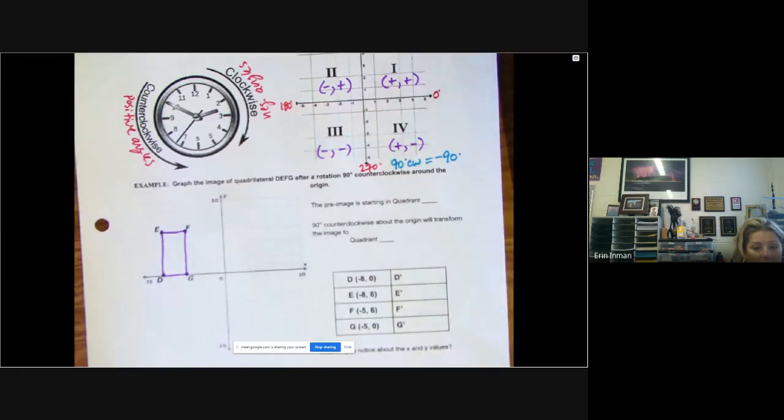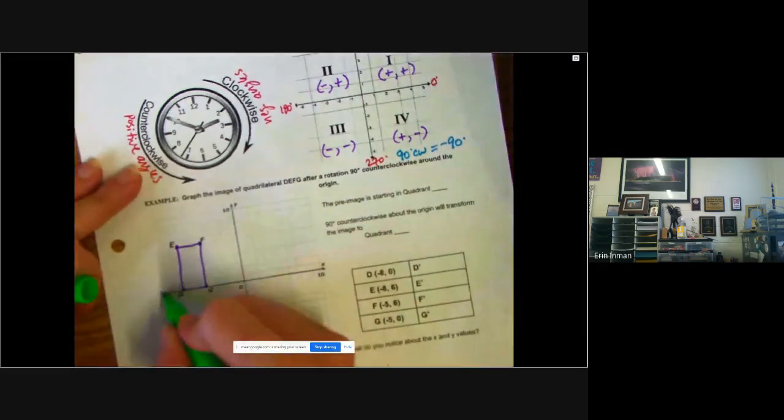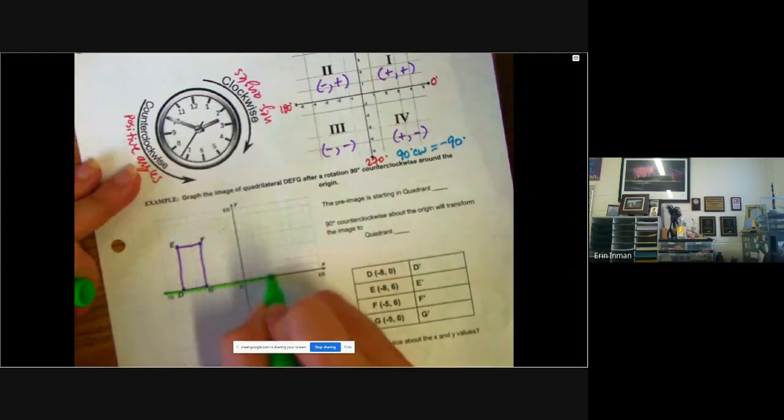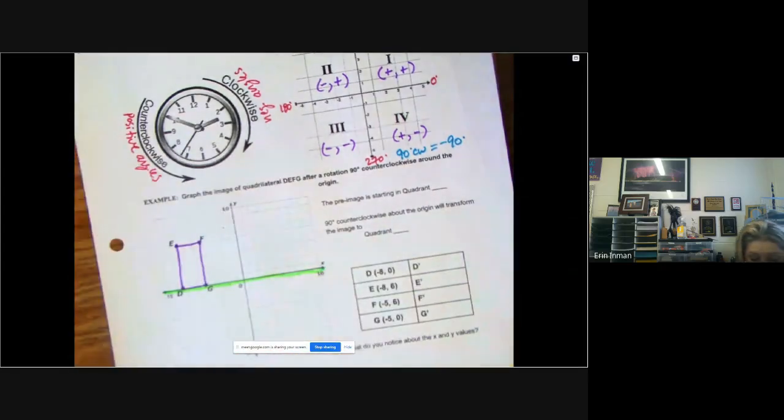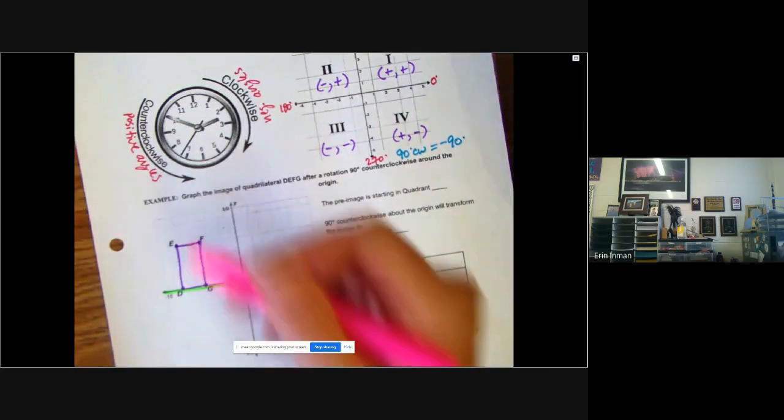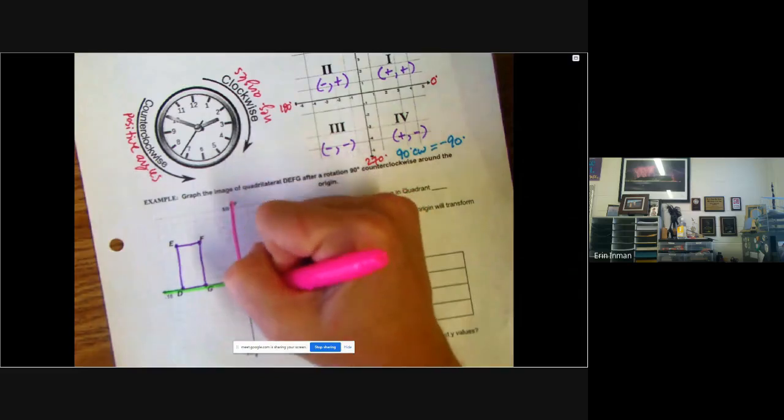So here's my quadrilateral, DEFG, whatever. And if we're going to go 90 degrees counterclockwise around the origin, one of the things you can do, and I just want to show something, notice I'm going to highlight my x-axis here in green, and I'm going to highlight my y-axis here in pink.